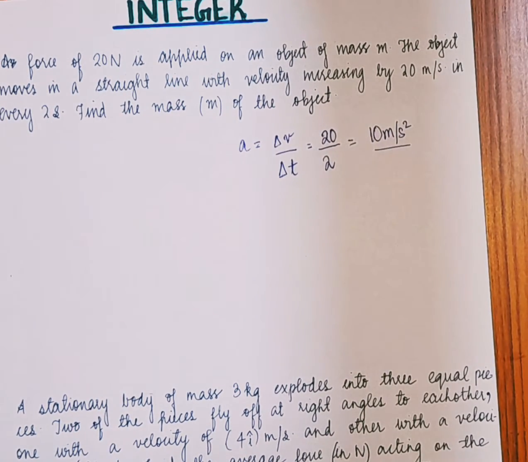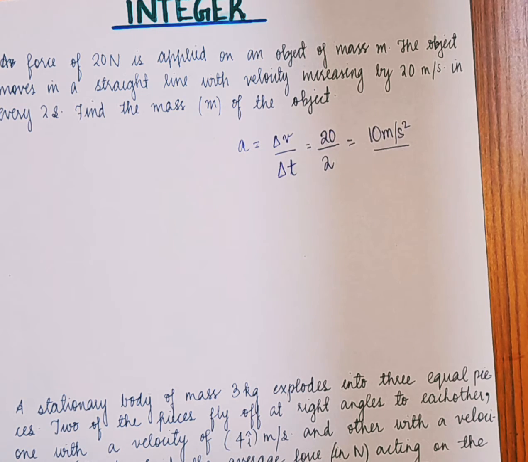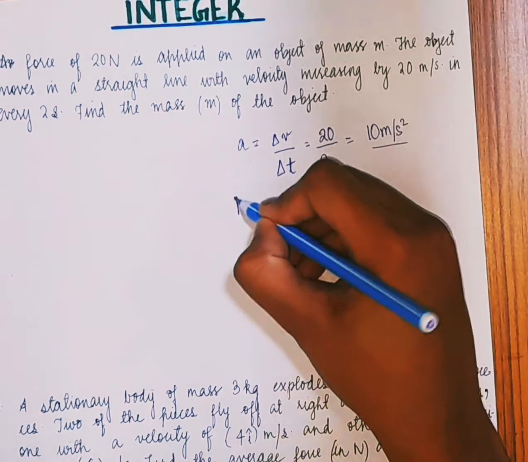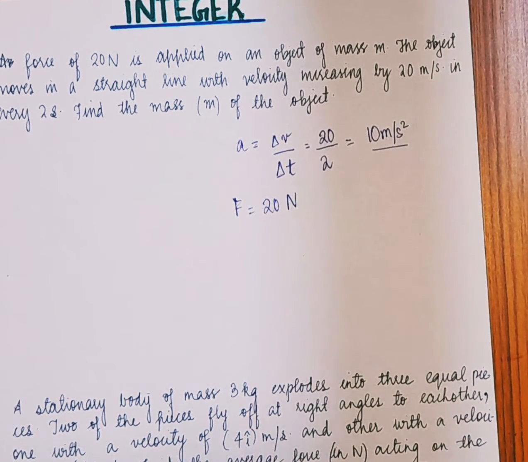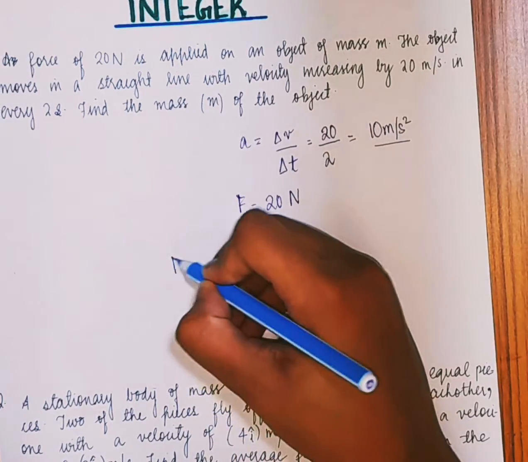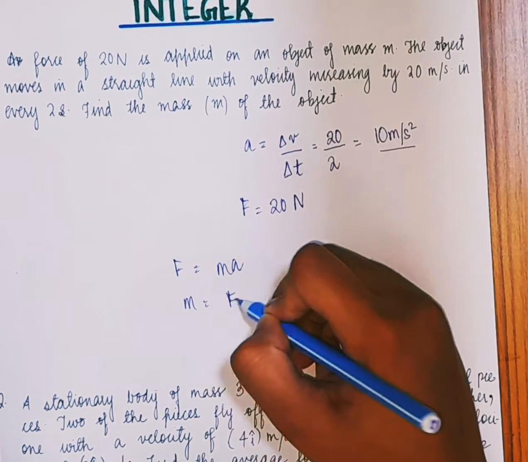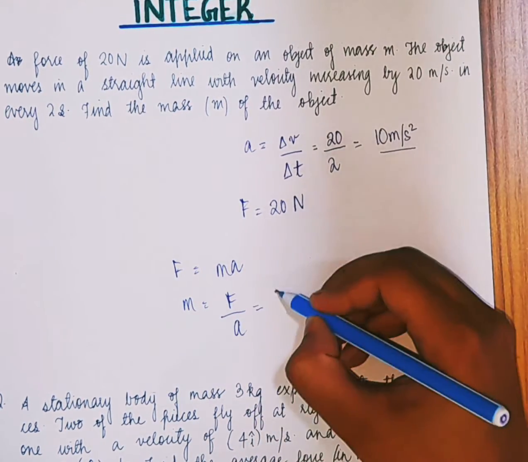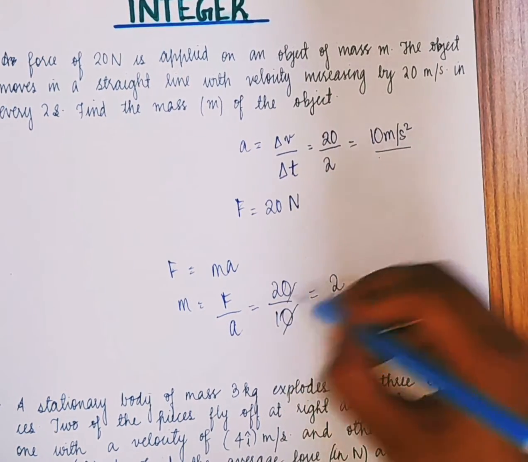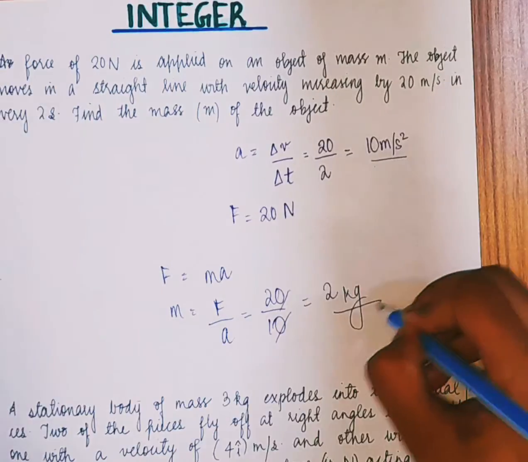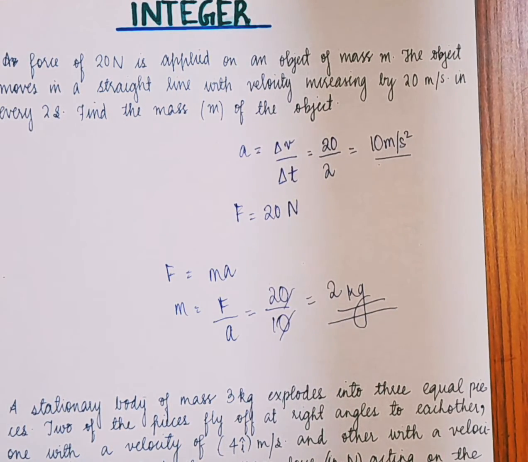This is the acceleration. And now they have given us force, that is 20 Newton. F equals 20 Newton. What do we need to find? We have to find the mass. This is quite simple. F is equal to ma, m is equal to F by a. Force is 20, 20 by acceleration is 10. We get 2 kg. So this is the mass of the object. Now let's move on to the second question.